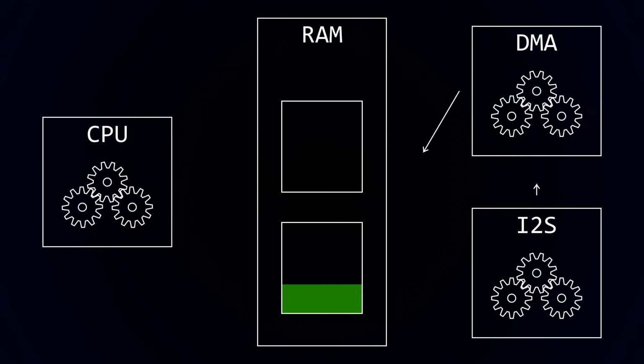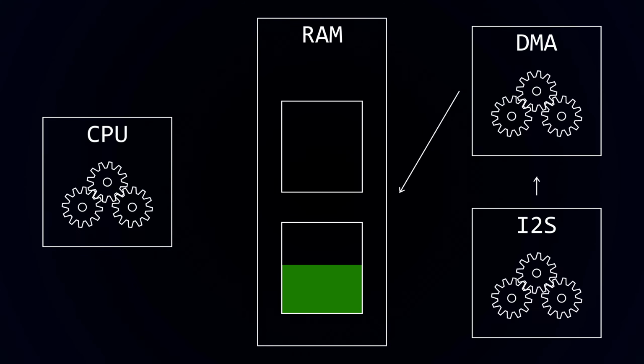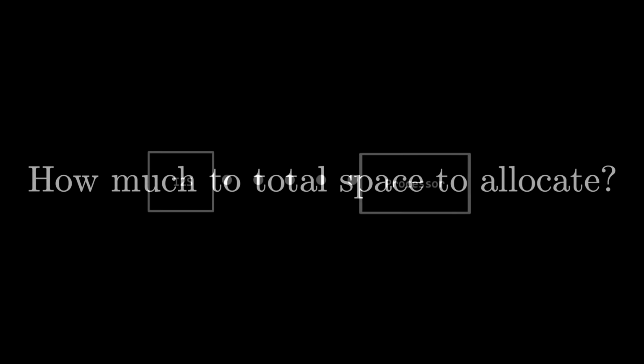So we definitely need more than one buffer. Let's move on to the second question. How much total space do I need to allocate to my DMA buffers? To understand this, we need to think about the components of our system.